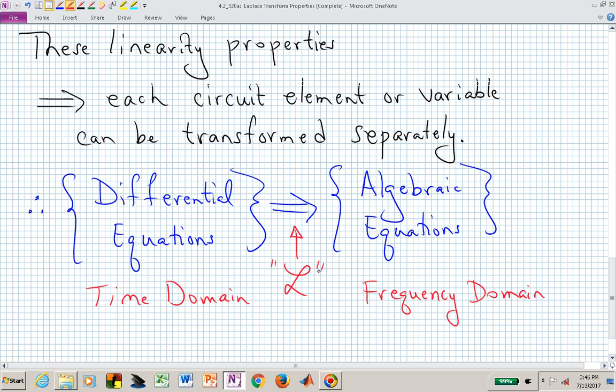Converting this differential equation or set of differential equations into algebraic equations by means of the Laplace transform will actually allow us to solve these problems, probably in your mind, a little more easily or smoothly.